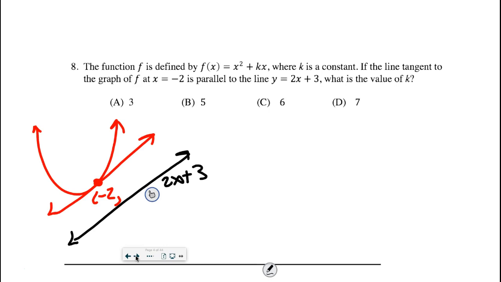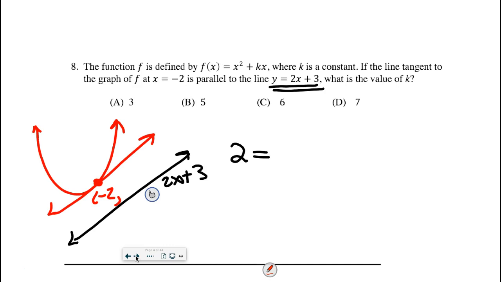Same slopes. The slope of the black line's obvious. What's the slope of the black line? Go ahead, Ellie. 2. Okay? She said the slopes have to be equal. Well, there's the slope of the black line. What's the slope of the red line? There's one word I want you to say. Slope of a tangent line.